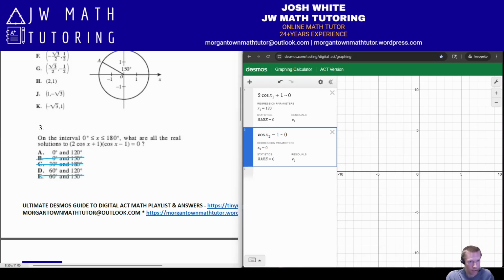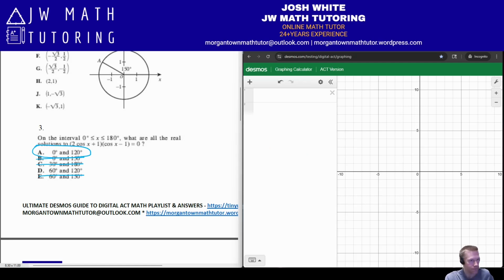Again, nice, quick, easy, simple way that you could solve this in Desmos. Now, just to show you an alternate approach you could do for this one, you could just do graphing. So, for example, you could graph out the function like this, right?